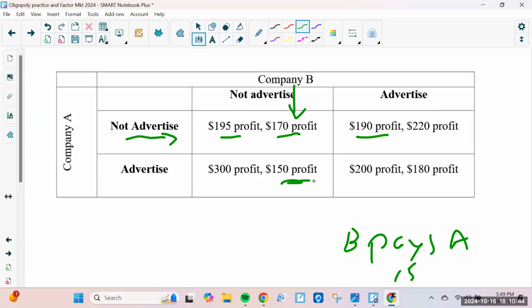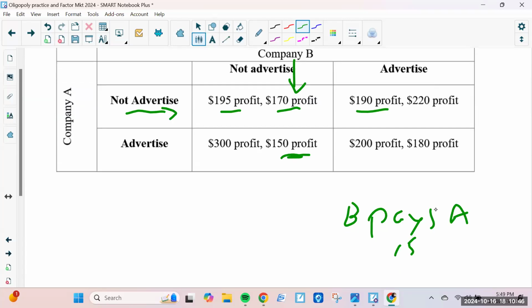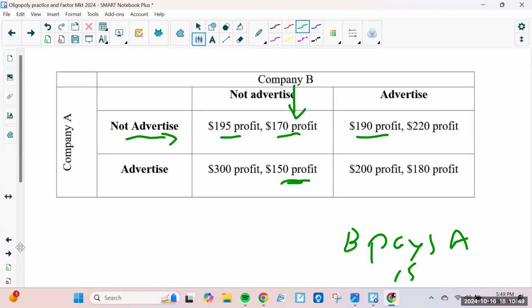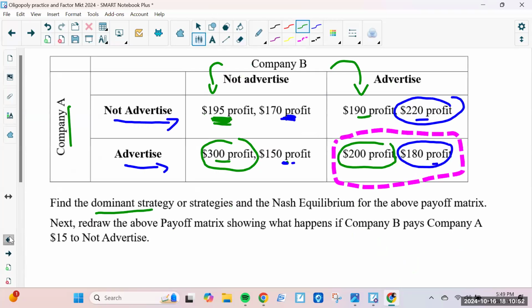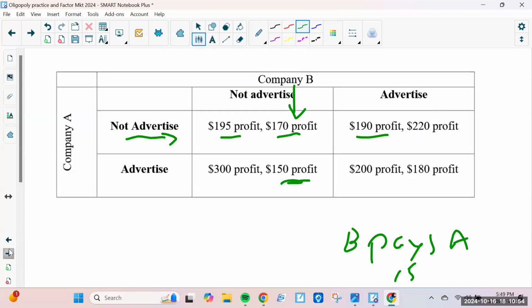So what's going to happen now is B is going to pay $15 to A to go ahead and not advertise. B is paying A, so we have to add $15 to A if they don't advertise. We're going to add $15 here. So this becomes 195, this becomes 210, and because it's also not advertised, this becomes 205.